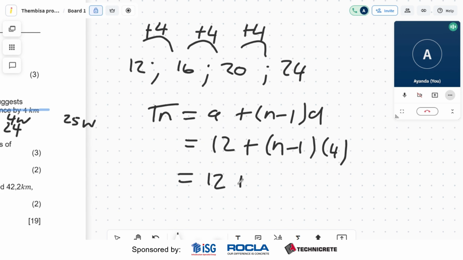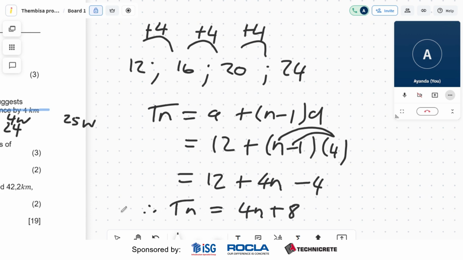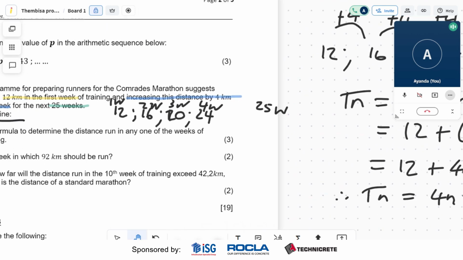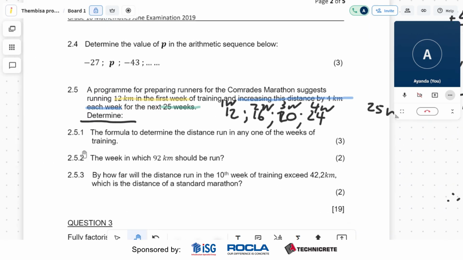So this is 12 plus, we're going to distribute the 4 into the brackets. 4 times n gives us 4n, minus 1 times 4 gives us negative 4. 12 minus 4 gives us 8. So Tn is 4n plus 8. And that's our formula for determining the distance on any week.